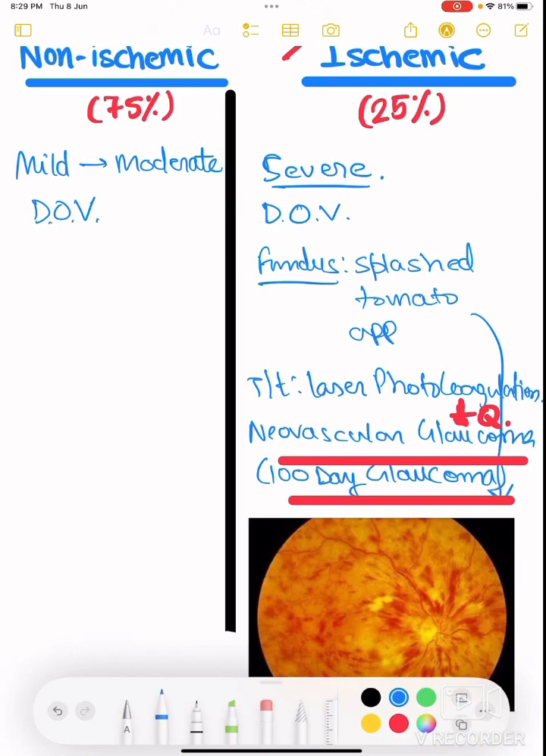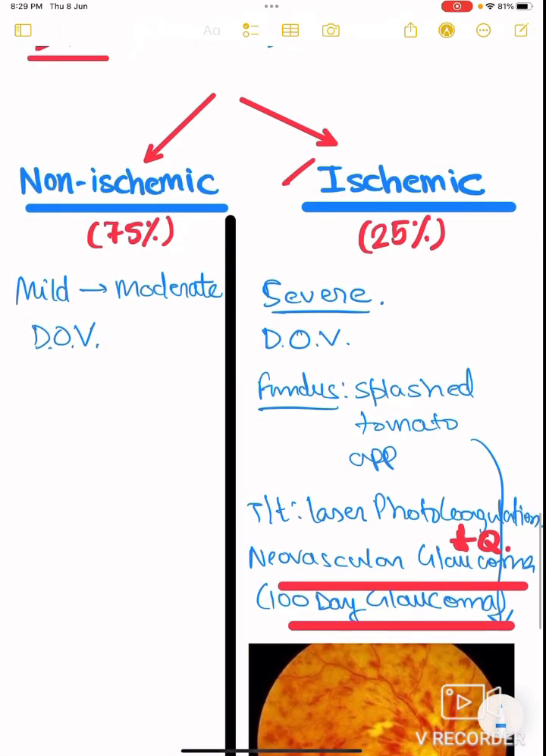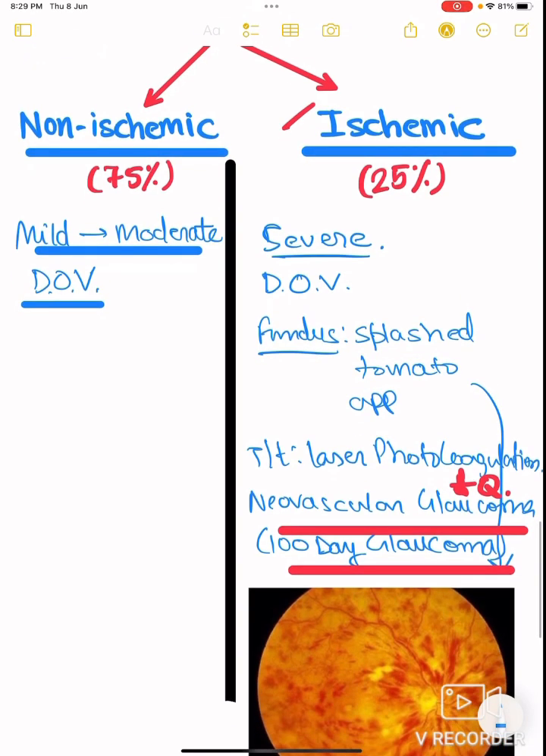Now coming to the non-ischemic variety. In the non-ischemic variety, the disease is mild to moderate. Already I have said the diminution of vision is present and the treatment is, since there is blood vessel formation, intravitreal, not IV, intravitreal triamcinolone plus anti-VEGF agents.